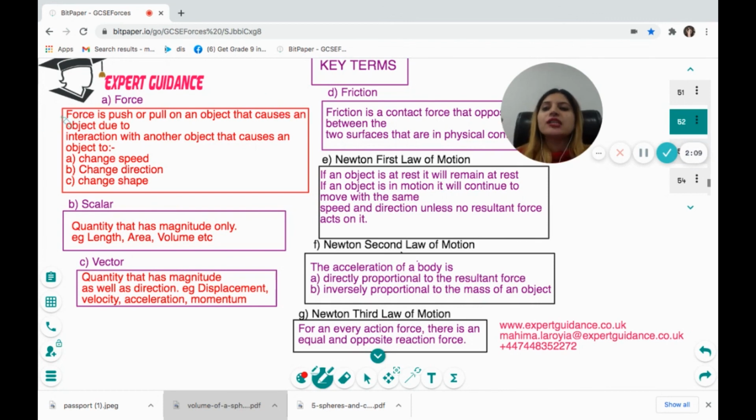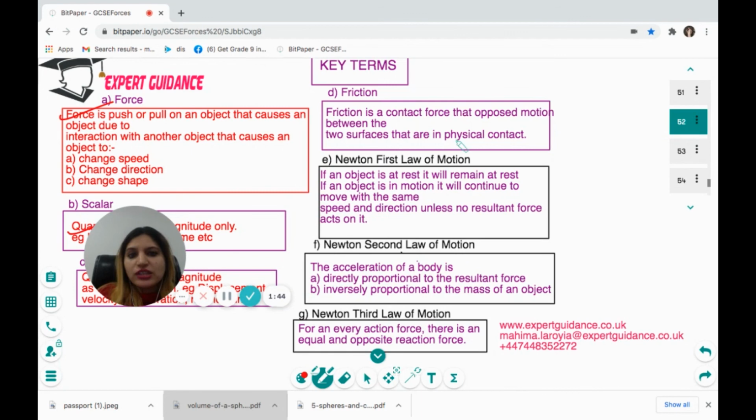Just to summarize, force is a push or pull on an object due to an interaction with another object, and it causes an object to change speed, direction, or shape. Scalar is a quantity that has magnitude only, like length, area, and volume. Vector is a quantity that has magnitude as well as direction. Example, displacement, velocity, acceleration, momentum. Friction is a contact force that opposes the motion between two surfaces that are in physical contact.